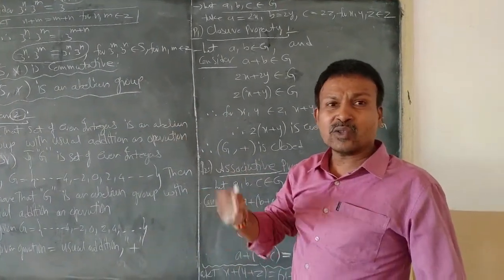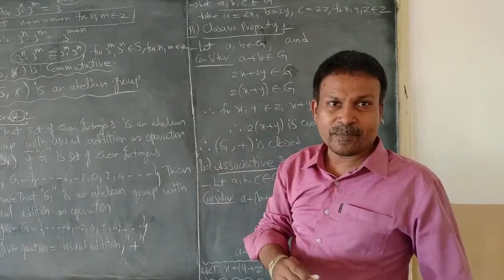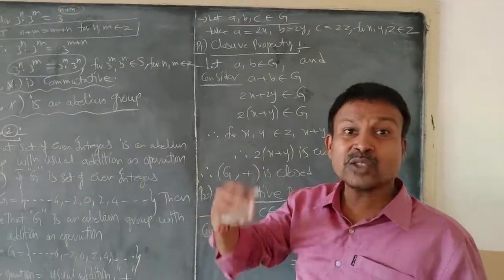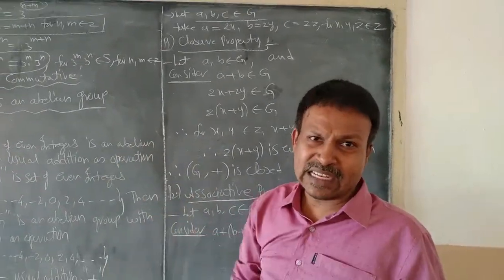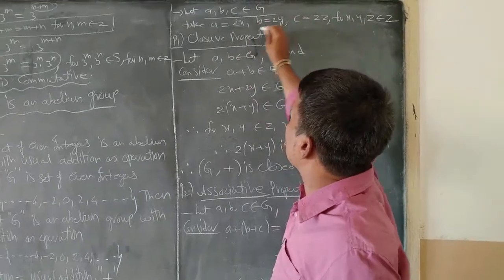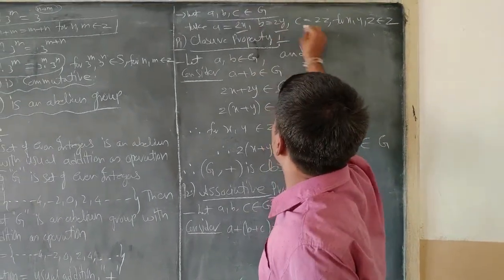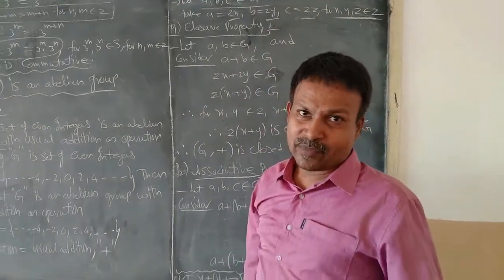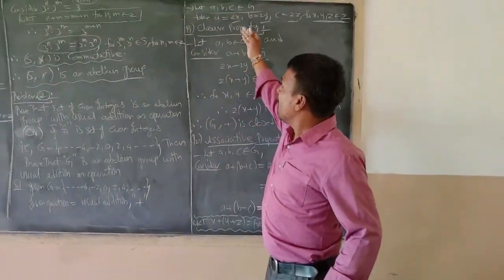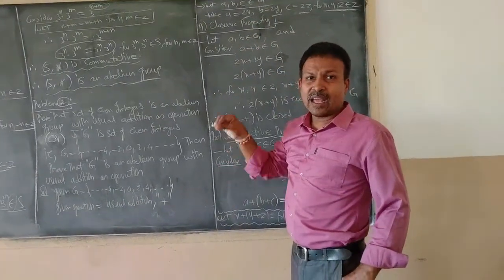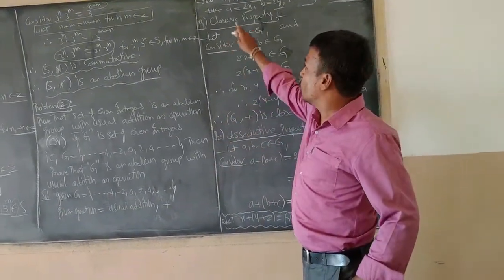If x belongs to Z, 2x is an even integer. If y belongs to Z, 2y is an even integer. If z belongs to capital Z, then 2z is an even integer. That is why I have taken three elements a, b, c in the form of 2x, 2y, 2z for x, y, z belongs to capital Z. I have taken these three elements to prove the five properties of an abelian group. So the first property is the closure property.